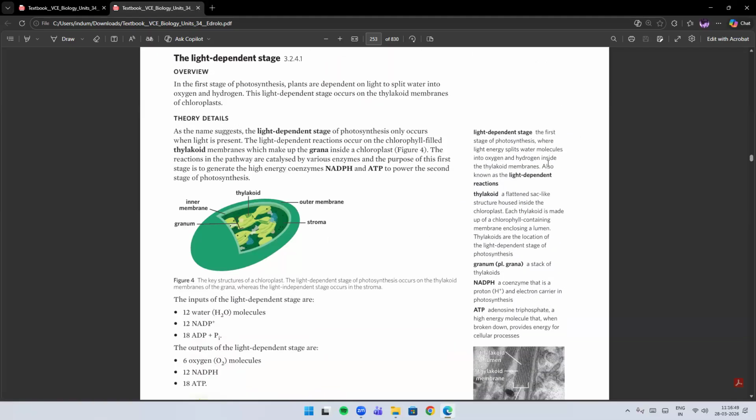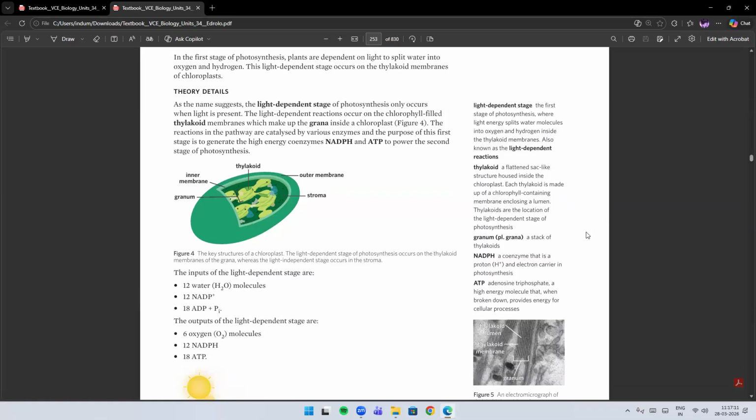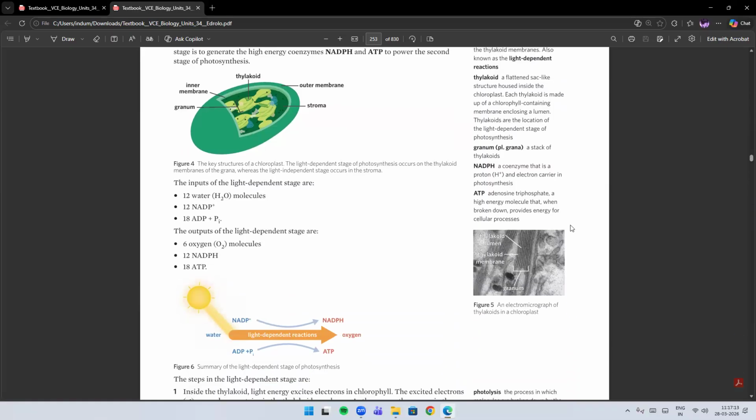Light-dependent stage. The first stage of photosynthesis where light energy splits water molecules into oxygen and hydrogen inside the thylakoid membranes, also known as the light-dependent reactions. Thylakoid, a flattened sac-like structure housed inside the chloroplast. Each thylakoid is made up of a chlorophyll-containing membrane enclosing a lumen. Thylakoids are the location of the light-dependent stage of photosynthesis. Grana, plural grana, a stack of thylakoids.